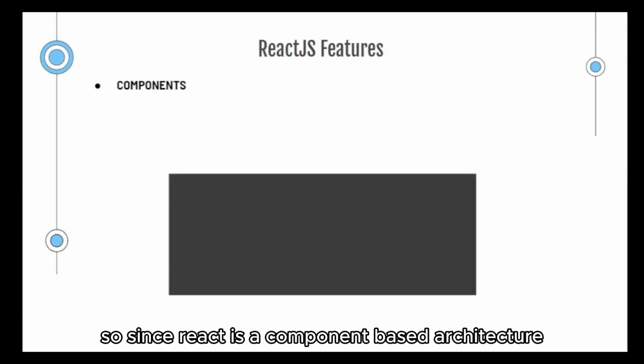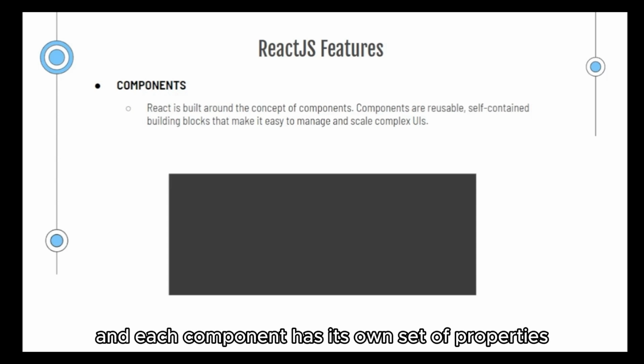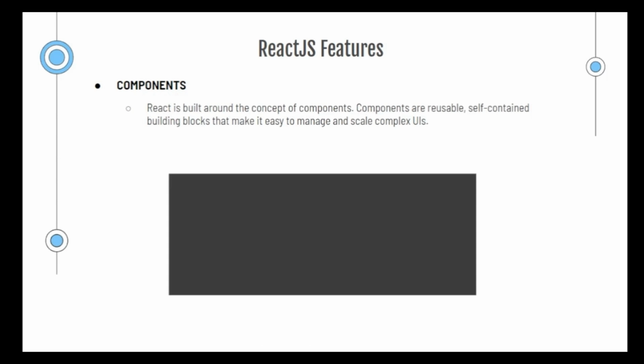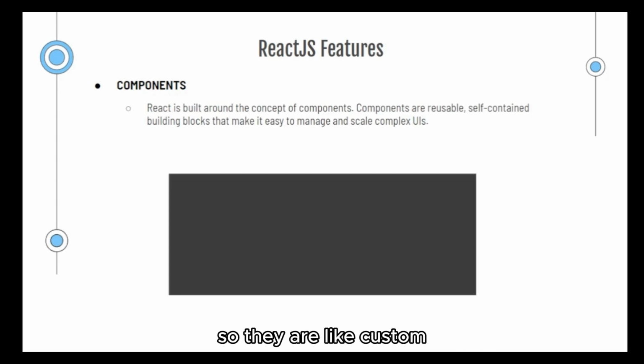And the next is the components. So since React is a component-based architecture, React separates the user interface into numerous components, making debugging more accessible, and each component has its own set of properties and functions. So React components are, again, the building blocks of a user interface. They can be either functional, where you are using a function, or class-based, where you are using a class. So it helps in creating modular and reusable pieces of code. So they're like custom HTML elements that you can create.